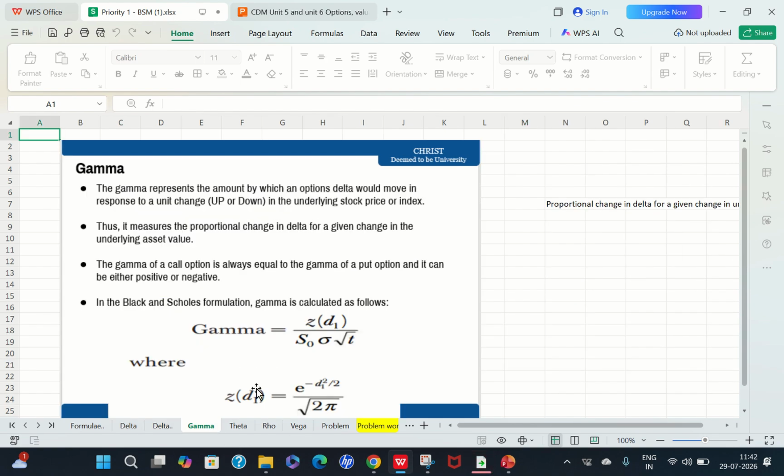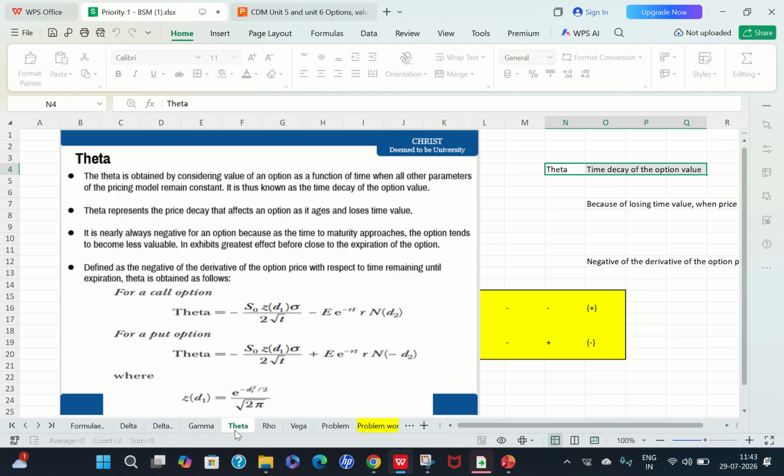As far as gamma is concerned, gamma is basically proportional. Whenever there's a change happening in delta, that change is quantified by gamma. Simple. As far as the Black-Scholes model Greek components are concerned, delta is connected with gamma, gamma is connected with theta, theta is connected with rho, rho is connected with vega. So this is a chain. This has to be studied as a full part and not in breakups.